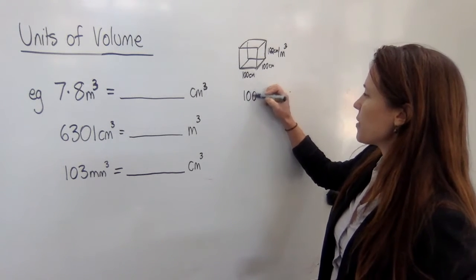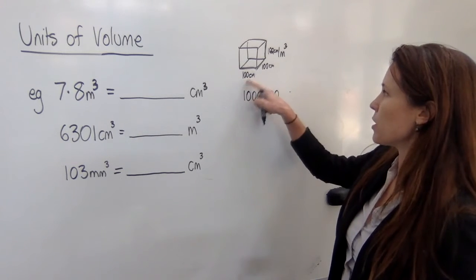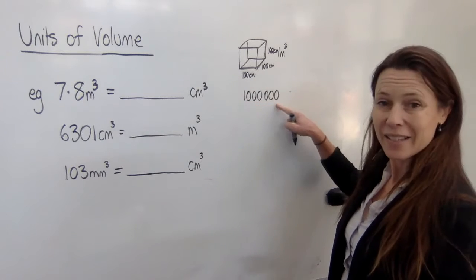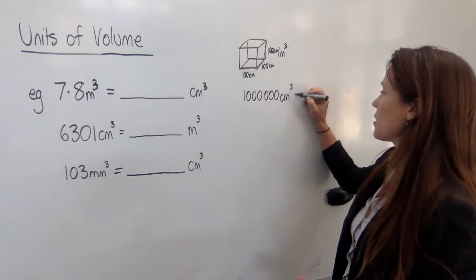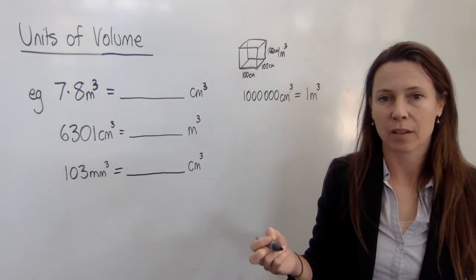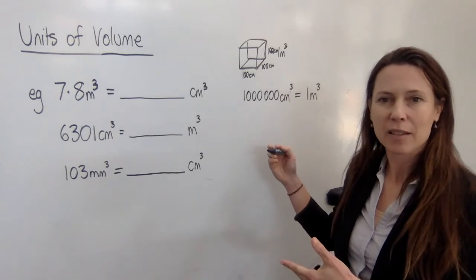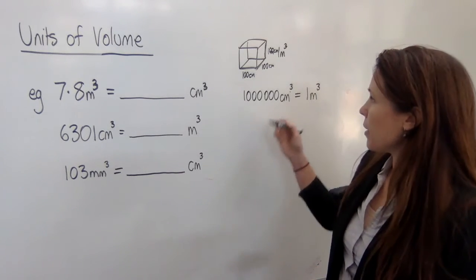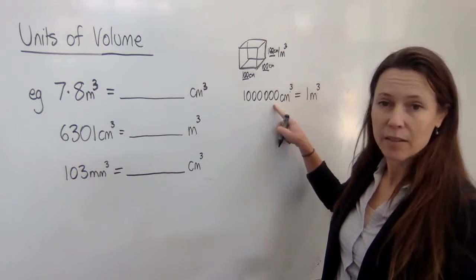So I can write this little statement and say there are 1,000,000, because I've got 2 zeros, 2 zeros, 2 zeros, so I need 6 zeros. There are 1,000,000 cubic centimetres in 1 cubic metre. Okay? That's more than people often think. They often think, oh, it would be 1,000, but it's not. And the reason is it's 100 times 100 times 100, and that gives us this million.